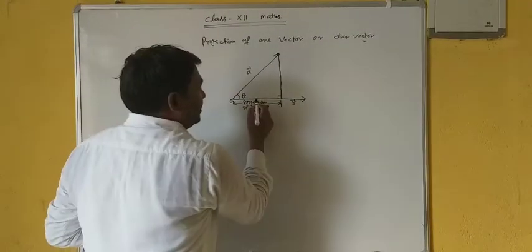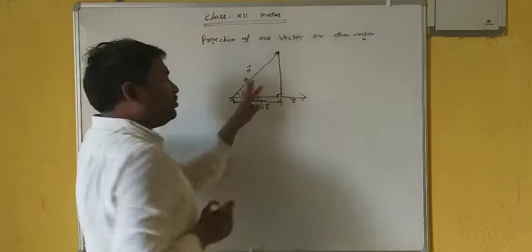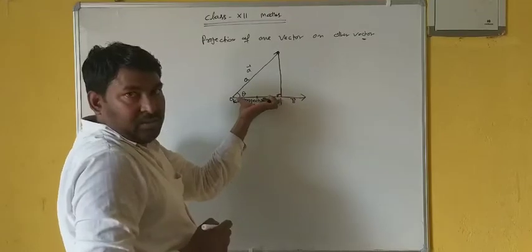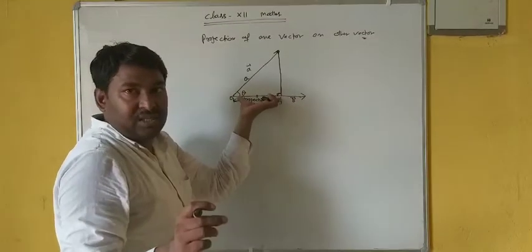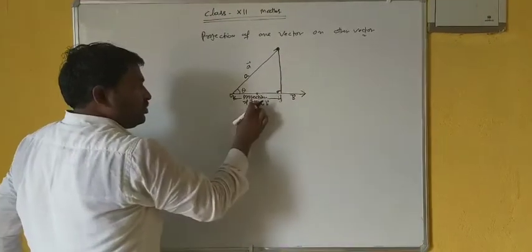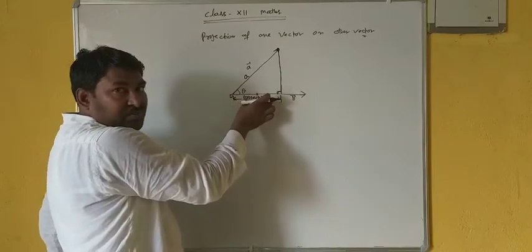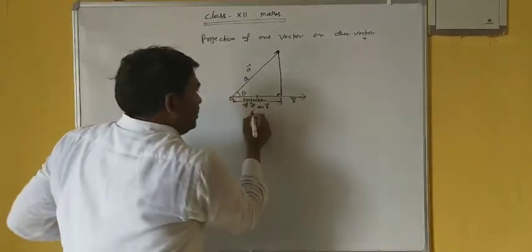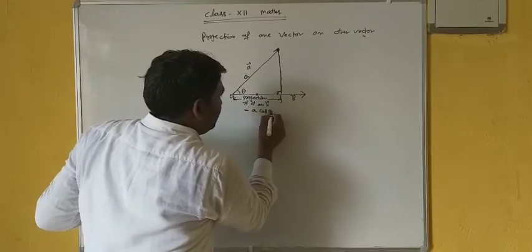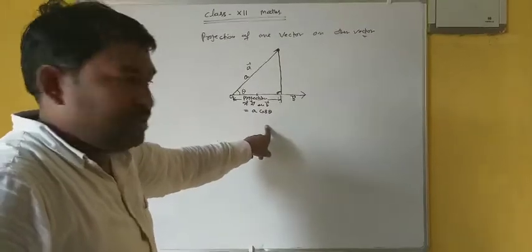Then how can you find this value? This is 90 degrees, and the magnitude from here to here is A, so this will be considered as the base of this right angle triangle. Base upon hypotenuse, that is projection upon A, is equal to cos theta. So the projection will be equal to A cos theta. So the projection of A on B is A cos theta.